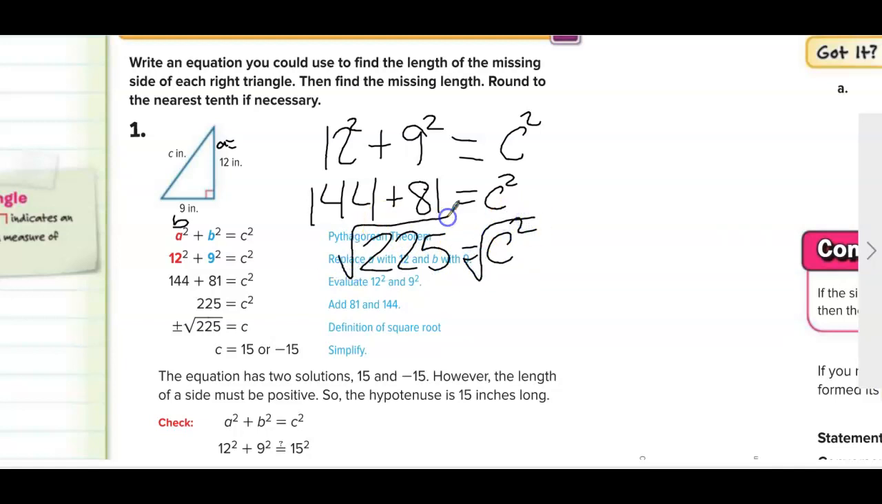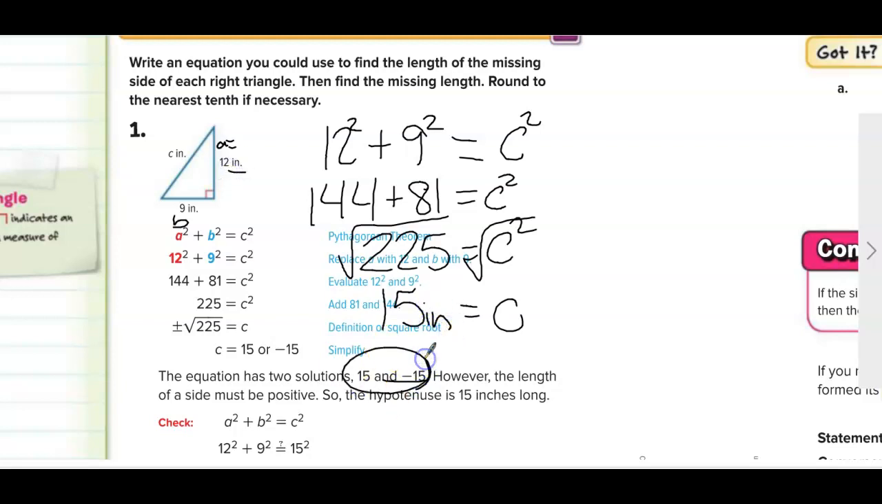So c equals what? 15 or negative 15. But could a side length be negative 15? No, we can't have a negative length. So my answer is 15 what? Inches. I'm talking about inches, so 15 inches.